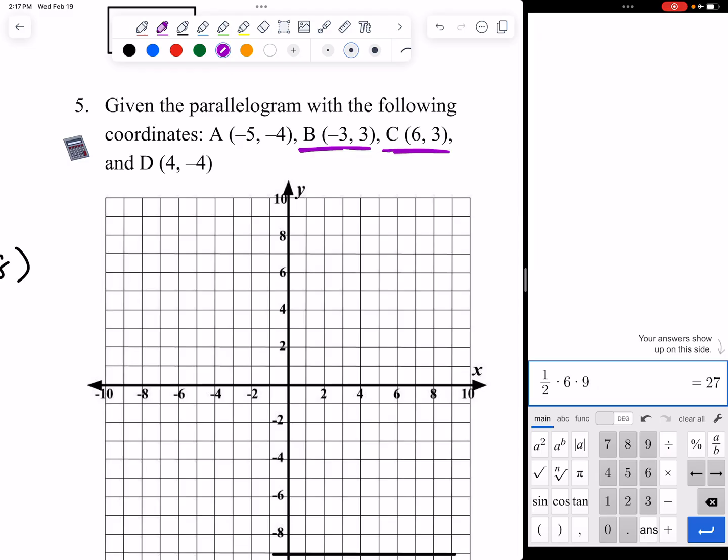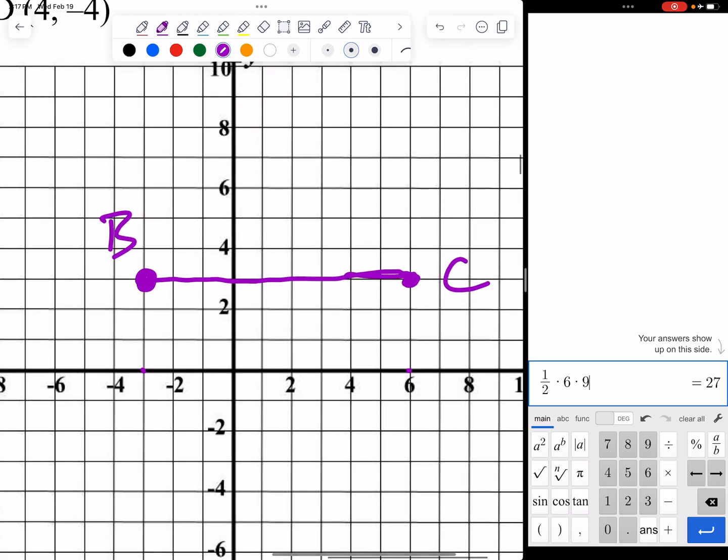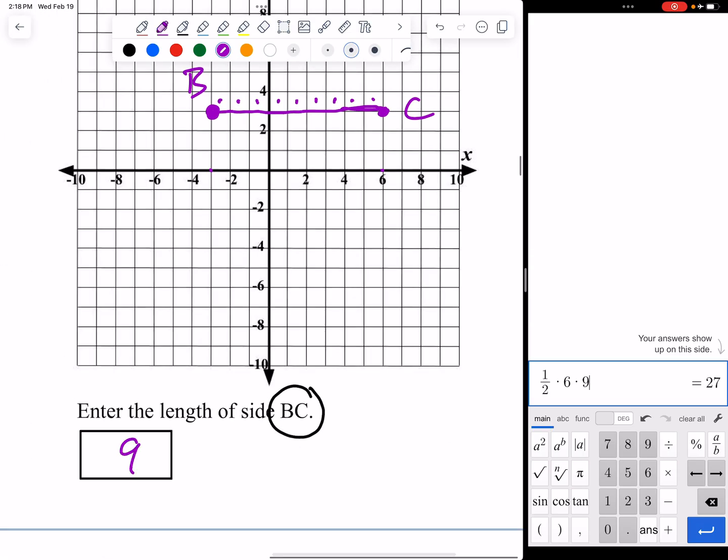So B, -3, there's -3. And then up 3, so 1, 2, 3, and I end up right there. For C, I go to 6 in the X direction, and then I went up 3 in the Y direction. So there's my C. How far are they apart? So let's count the boxes. I got 1, 2, 3, 4, 5, 6, 7, 8, 9. So the length is 9 units.